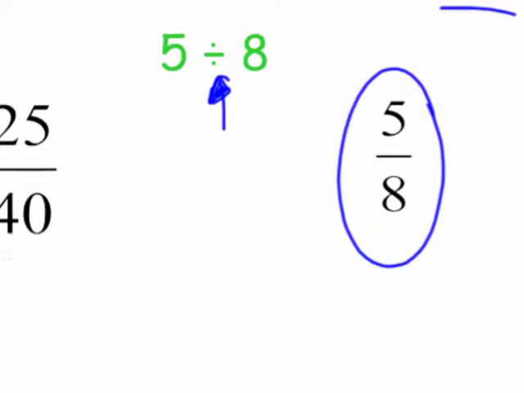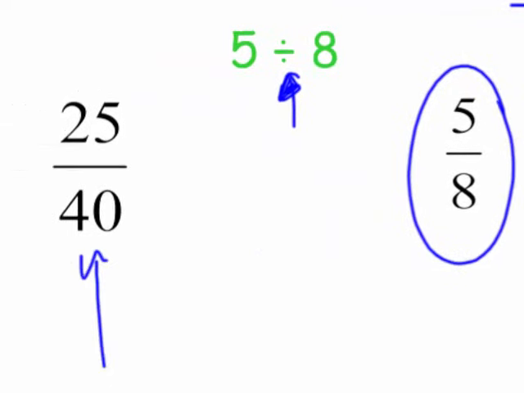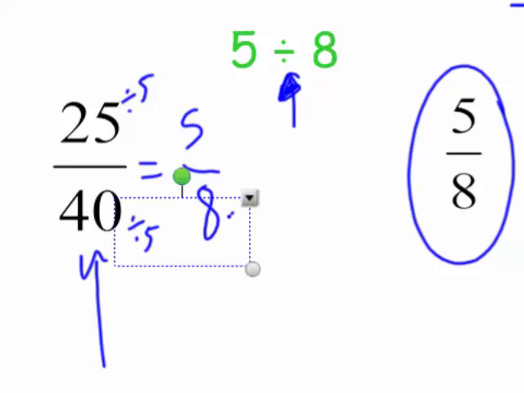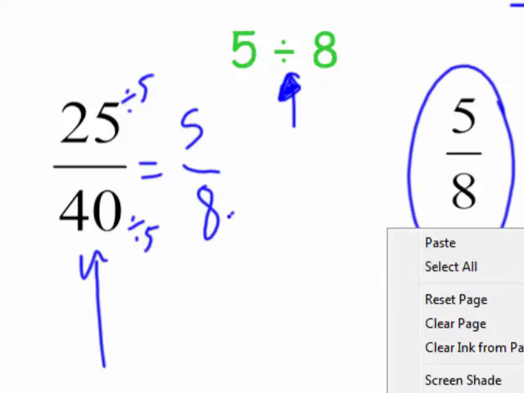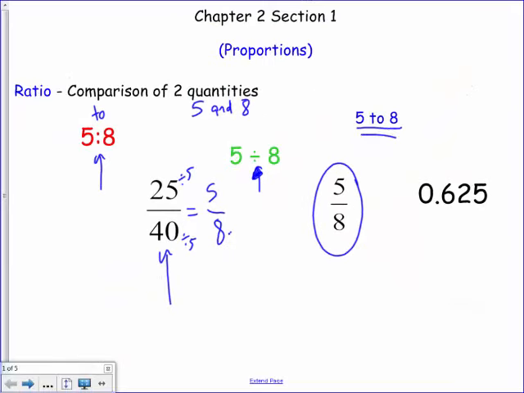If you notice this fraction over here, 25 to 40, that's the exact same thing, isn't it? Because if I simplified that, I could divide both by 5, and I would get 5 eighths, 5 to 8. So that is the exact same ratio as 5 to 8. Just make sure to always simplify your ratios as you go. It's always very helpful. And if I actually divide them, I'd get 0.625.